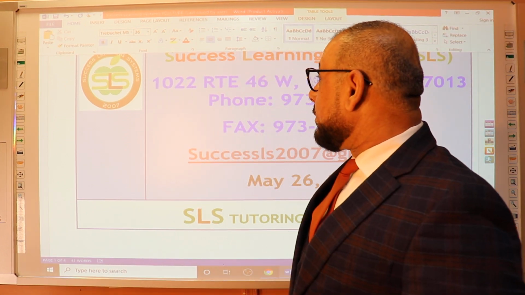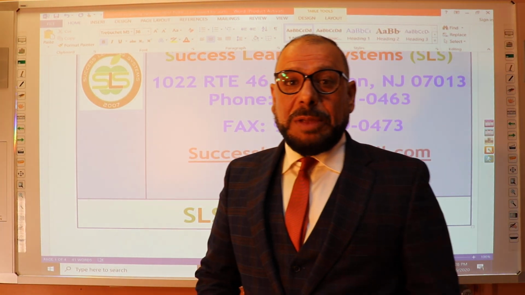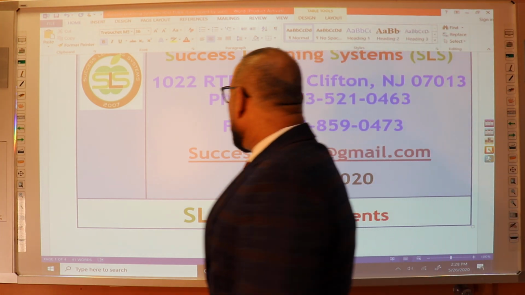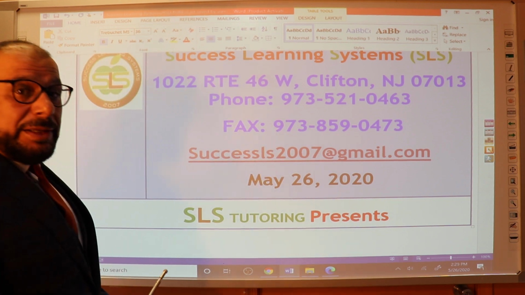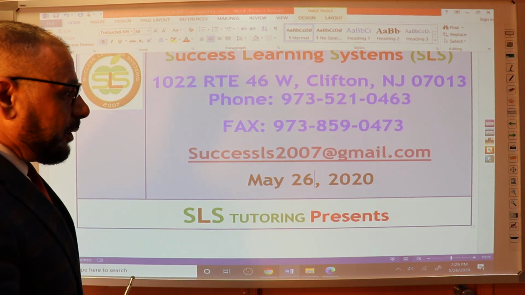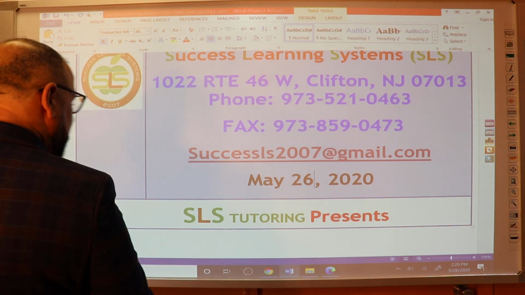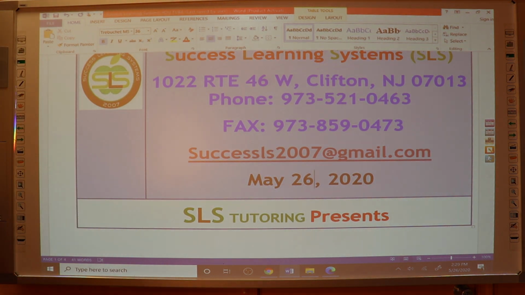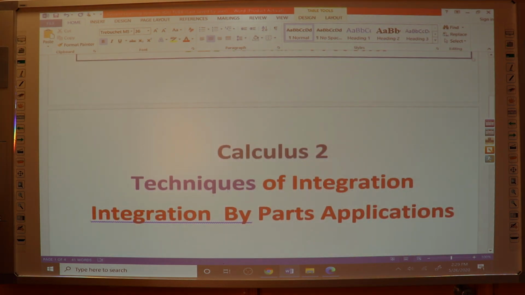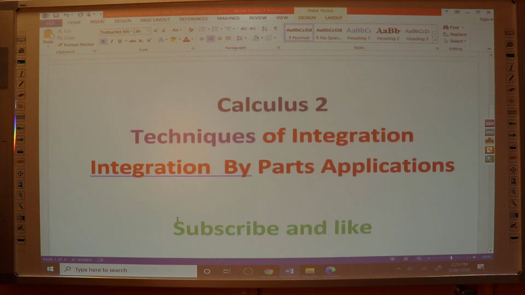Today we're back to Calculus 2, integration by parts. Actually, it's the application of integration by parts. We have a few problems to go over today. Maybe it's going to take about 25 to 30 minutes or more. We're going to do it in two parts. Let us start with these problems. But don't forget the technique of integration by parts, application.